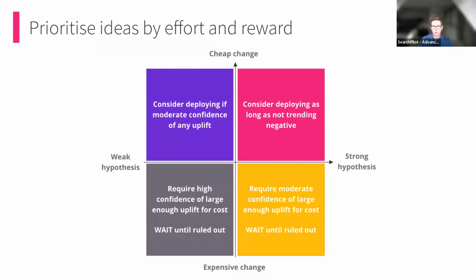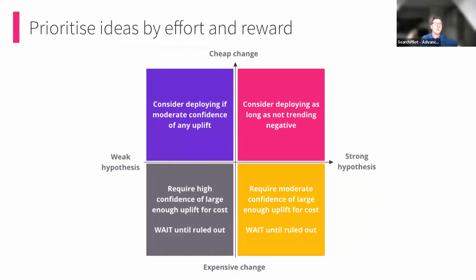Again, this comes from a blog post on the SearchPilot website. And there's quite a lot in this, so I'm going to go through it step by step. The first thing to look at is on the x-axis, we're looking at how strong is this idea that you have come up with. On the left-hand side, we have the case where it's a weak hypothesis. On the right-hand side, we have a really strong hypothesis. Now, that alone is hard to know without doing some prior testing.